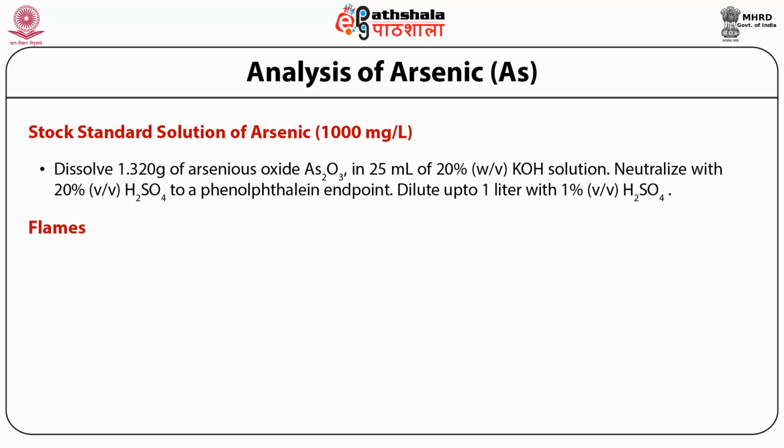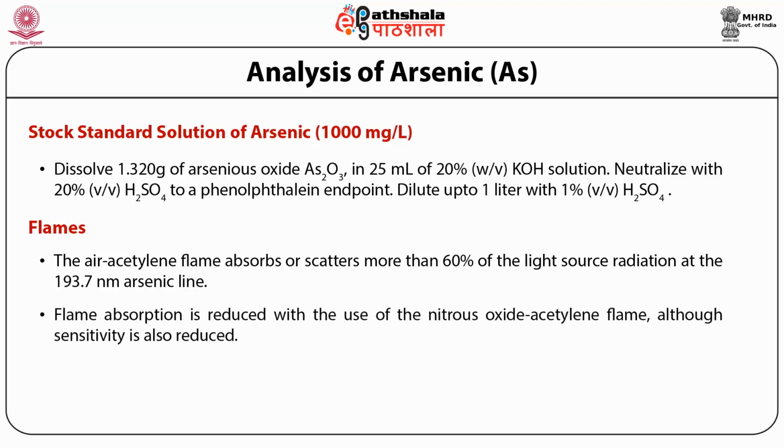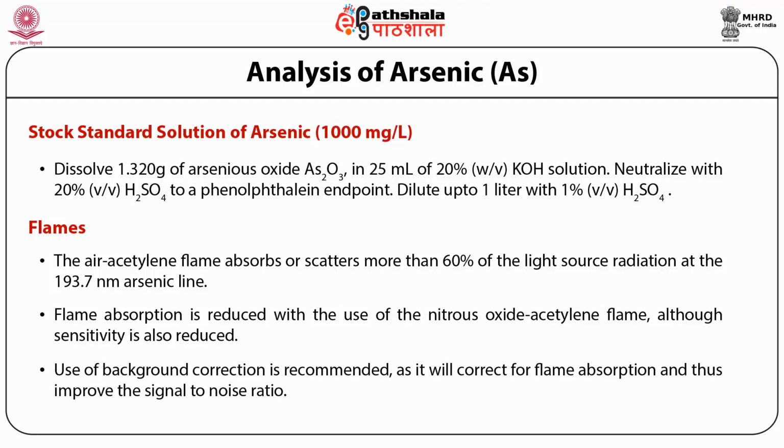The flame used in determination of arsenic: the air acetylene flame absorbs or scatters more than 60% of the light source radiation at the 193.7 nanometers arsenic line. Flame absorption is reduced with the use of the nitrous oxide acetylene flame, although sensitivity is also reduced, so use of background correction is recommended as it will correct for flame absorption and thus improve the signal to noise ratio.